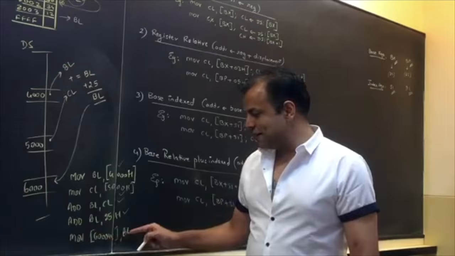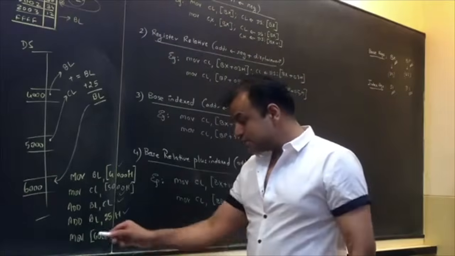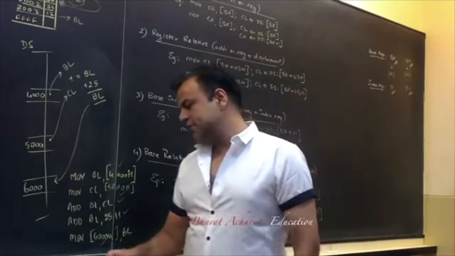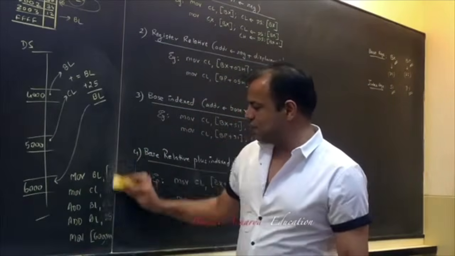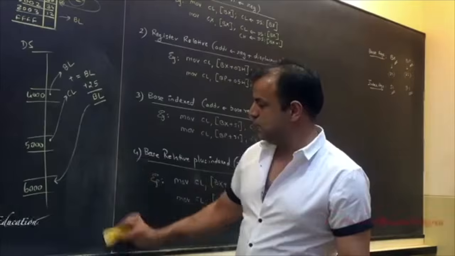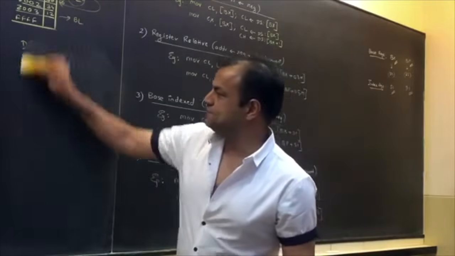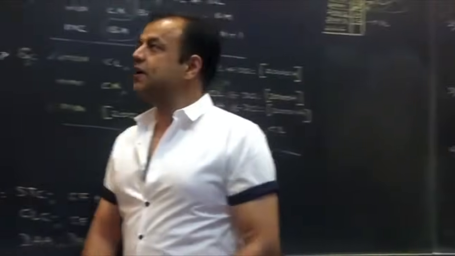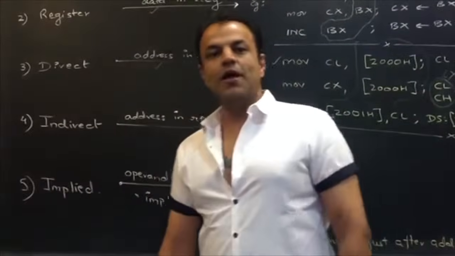And finally, move square bracket 6000 comma BL. Direct addressing mode, because again you are given the address. So all I was doing was trying to make you understand all these addressing modes, when to use which addressing mode, just to make it more clear. Now, these are all examples of immediate, register and direct addressing mode.